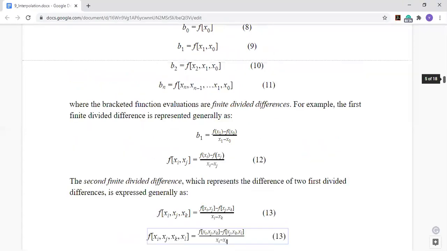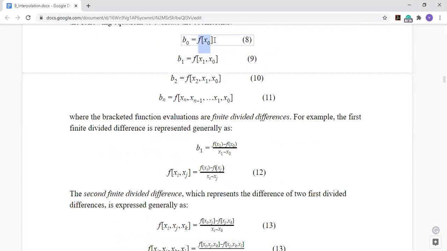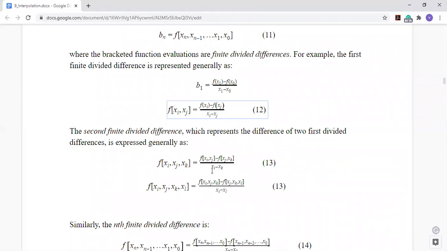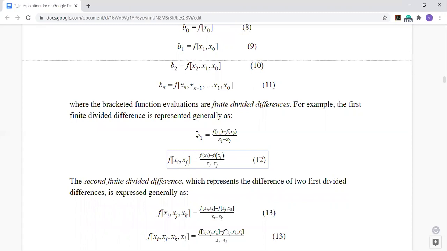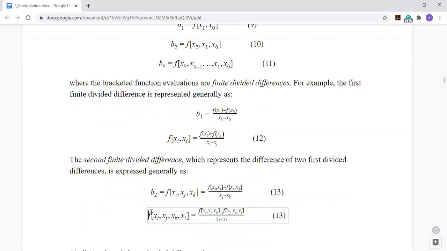So to calculate B naught, you simply need f of x naught, and f of x naught is going to be given in the question. To calculate B1, that is f of xi comma xj, you need f of xi minus f of xj divided by xi minus xj. Then to calculate f of xi, xj, xk is simply f of xi comma xj minus f of xj comma xk divided by xi minus xk. That's just the general trend. So this is for B1, this is for B2, and here is B3.